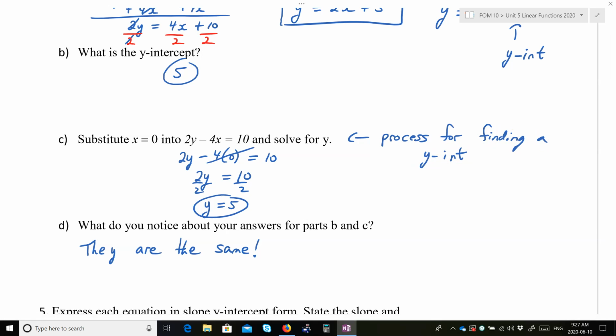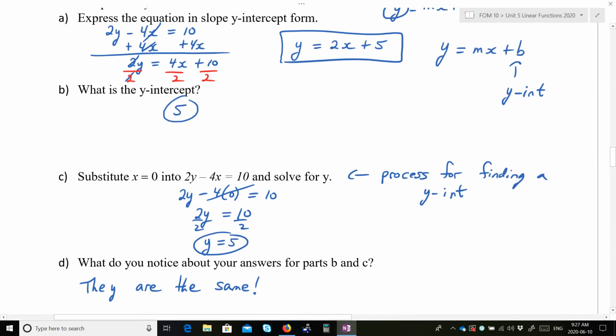Okay, this was number 4. In their answer key, they've got the 2x plus 5. They have 0, 5 for the y-intercept. And they've got y equals 5. And indeed, they say they are the same. This shows that the y-intercept of the line is the same as the b value. Yes, great.